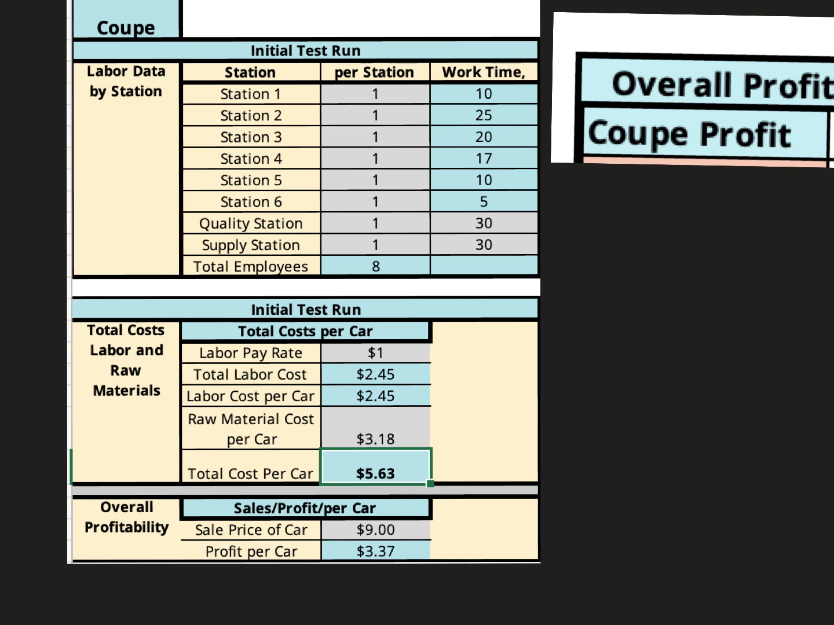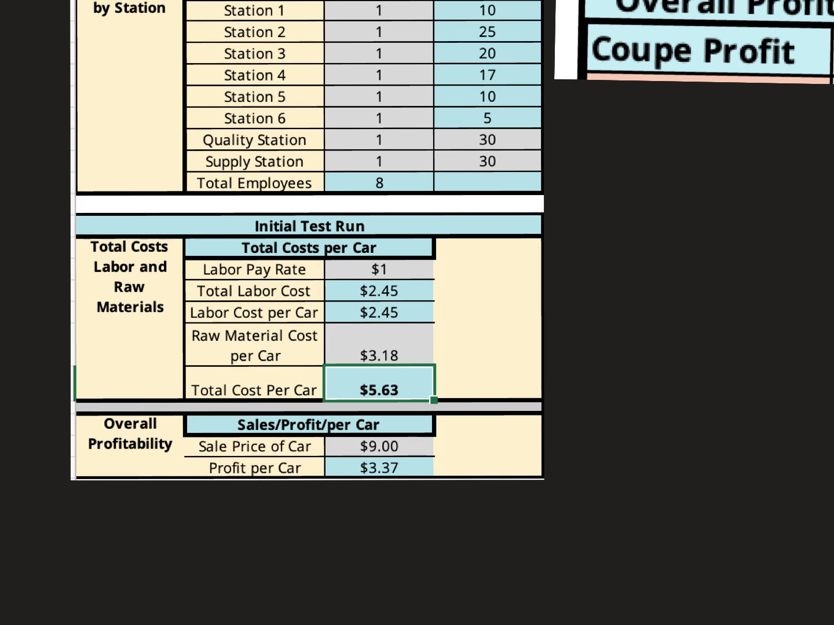Then it takes the total labor cost and divides it by the number of vehicles that were built. So again, since we only built one car, that's why the average is just the same, because we only built one car. And then the 318 is the amount of plastic bricks that were used under our initial specifications. So then the labor cost is added to the raw material cost to get the total cost of buying each car.